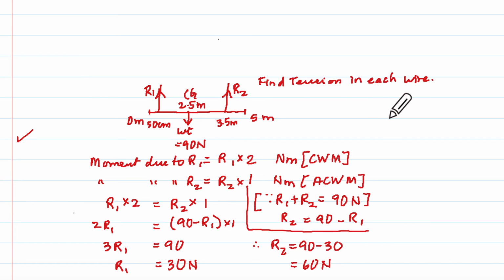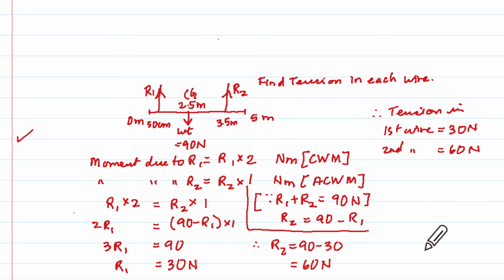Therefore tension in the first wire is equal to 30 Newton and the second wire is 60 Newton.